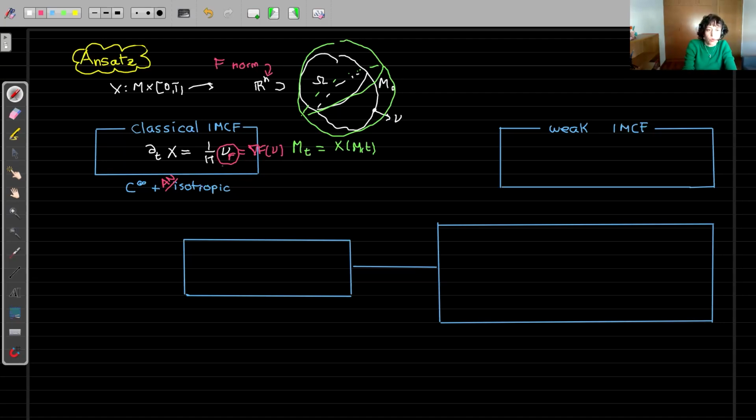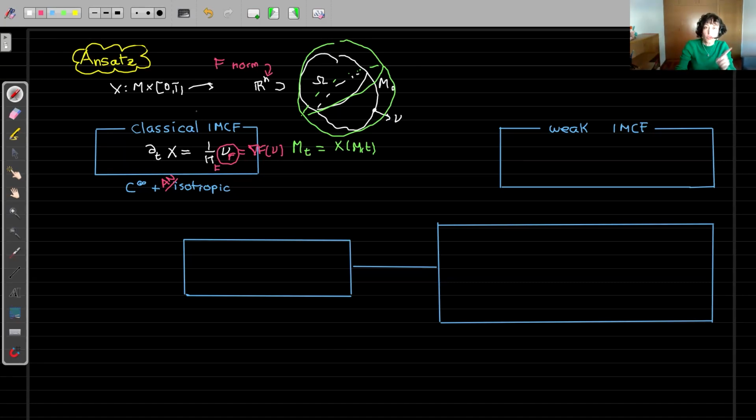And then H will be the corresponding divergence. So H_f is the anisotropic mean curvature. Then, is your norm smooth or not necessarily? No, I'm going to go to that hypothesis in a minute.